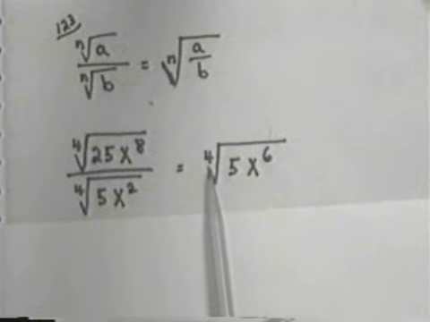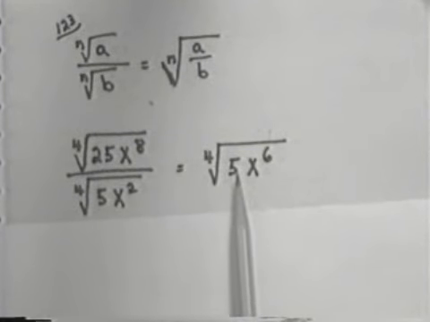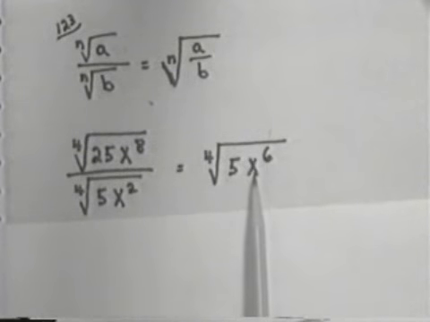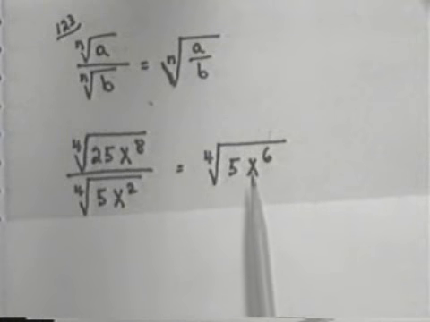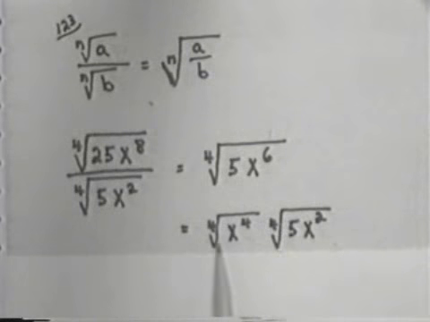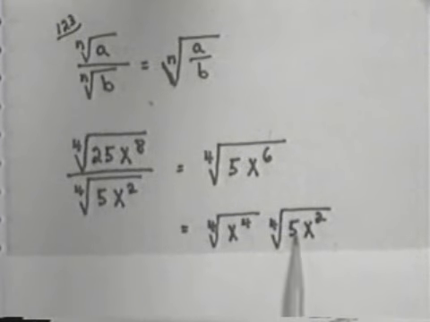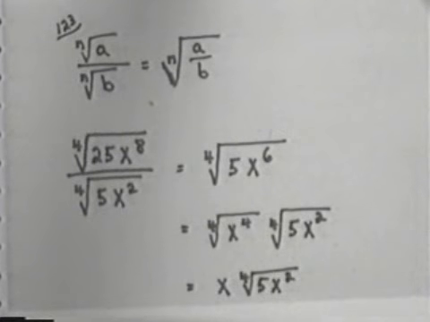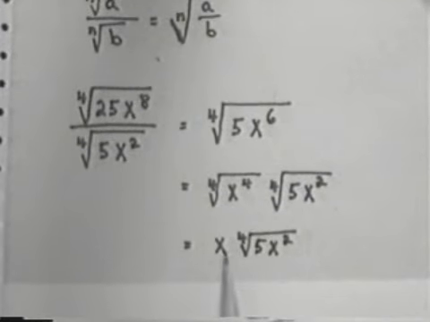Now you do not want to leave your answer as the fourth root of 5x to the 6th, because I can reduce the x to the 6th. What I can do is factor it into what is a fourth and what's not. So I can factor it into the fourth root of x to the 4th times the fourth root of 5x squared. The fourth root of x to the 4th is x, so therefore the answer is x times the fourth root of 5x squared. You will not have very many this easy.